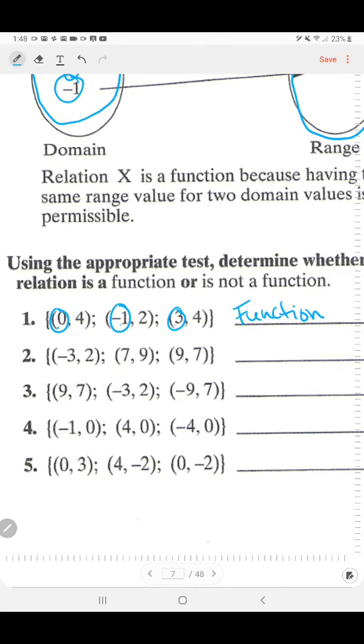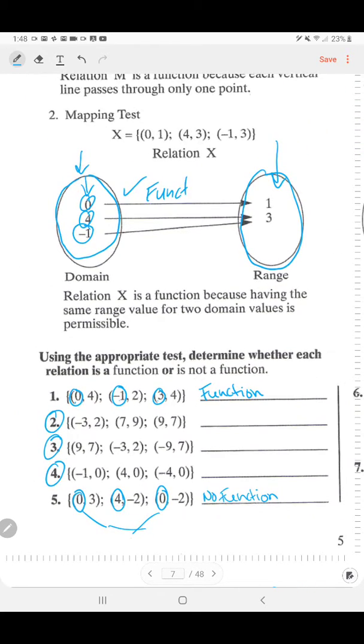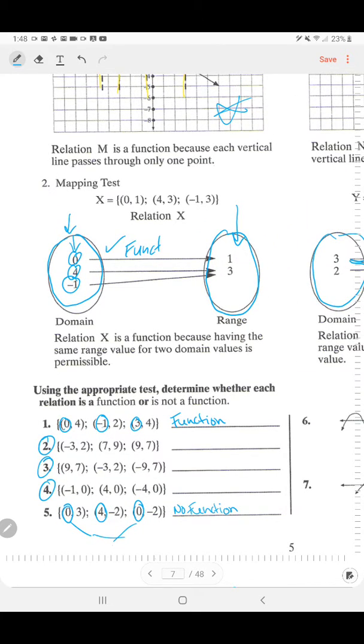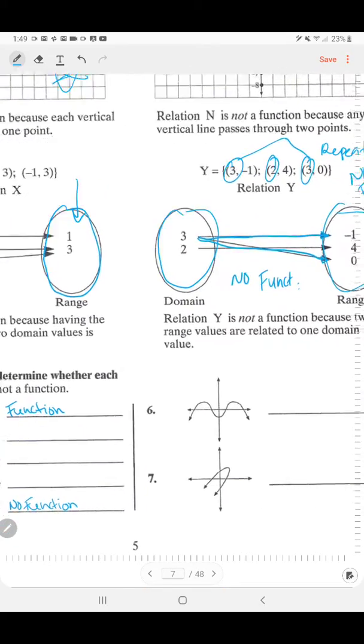And 0, 4, 0, 0, 0 repeating. So no, no function. Okay, you can do those 3. Again, if my x's repeat, no function. If there's no repeating, then yes, function. So you can go ahead and do 2, 3, and 4. And then don't forget to do your mapping test or the graph.